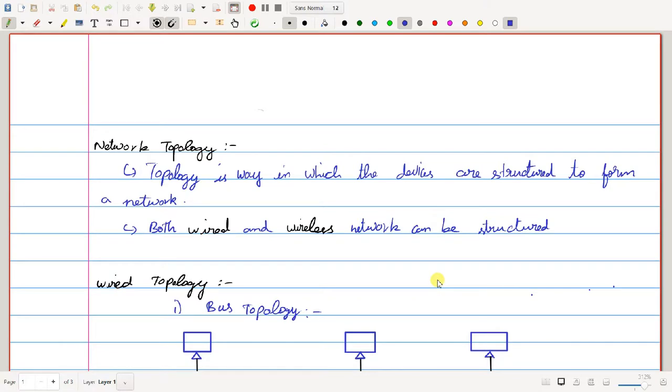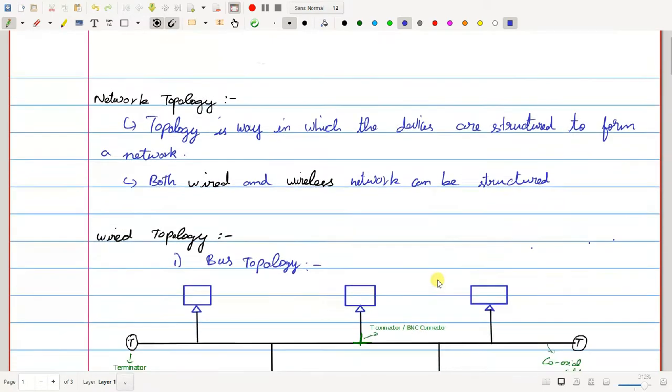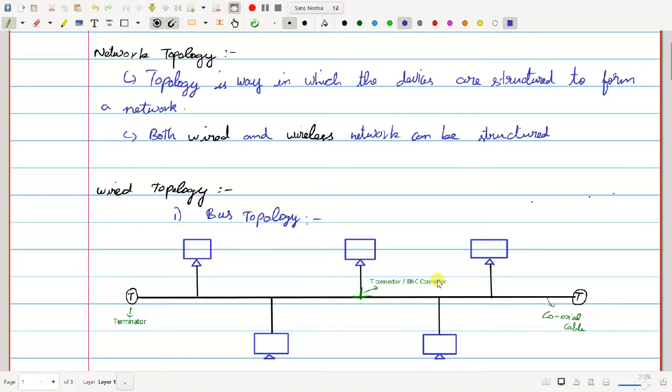Hi guys, today we are going to see about network topology. Network topology is nothing but the way in which the devices are connected in a network. It is of two types, wired topology and wireless topology. First we talk about wired topology.